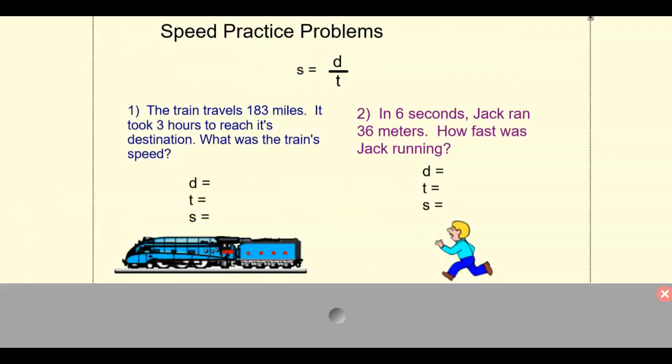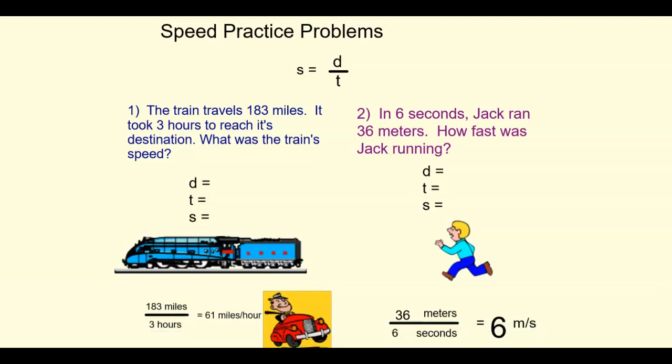Our next page says speed practice problems. The train travels 183 miles. It took 3 hours to reach its destination. What was the train's speed? So you would have 183 divided by 3. And so when you solve that, you should get 61 miles an hour.